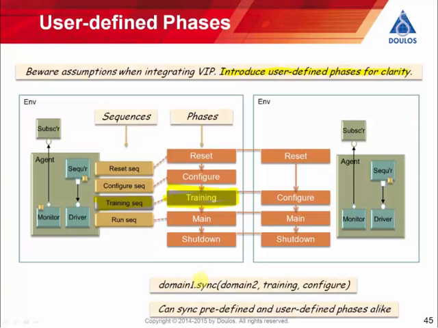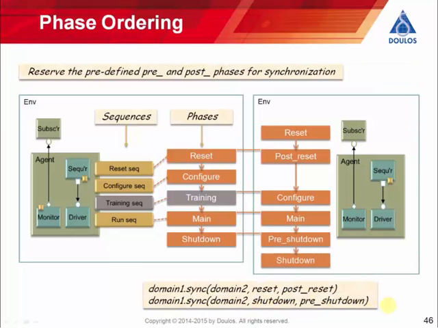And we can then use the sync method in order to synchronize phases between domains. And the beauty of this is that we can synchronize the predefined phases and the user-defined phases alike. Sync is totally agnostic as to whether it's working on predefined phases or on user-defined phases. But one thing that sync can't do is to order phases across domains.